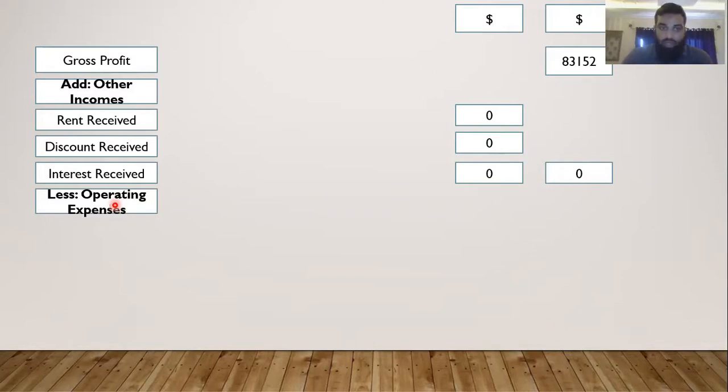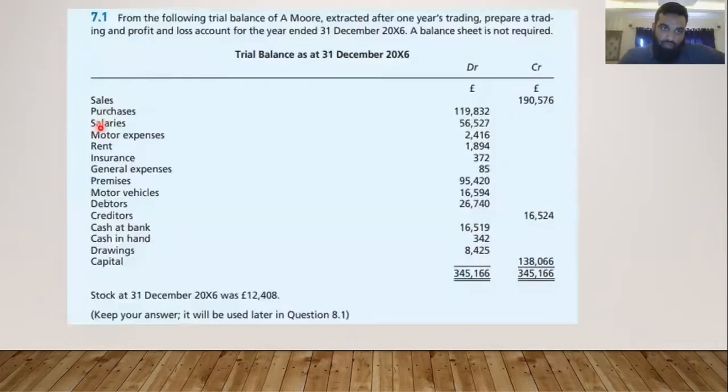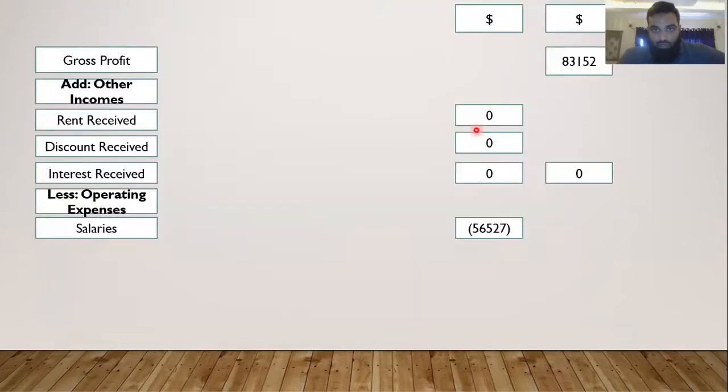So let's go ahead and see if we have any operating expenses in our question. You will see salaries as the first expense, operating expense. It's 56527. So I'll just copy and paste it. Salaries, I'll write salaries like this, and then 56,527. So that's my salaries. Brackets represent the subtraction.